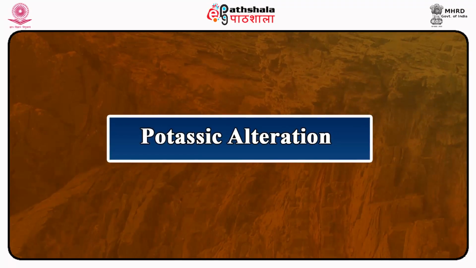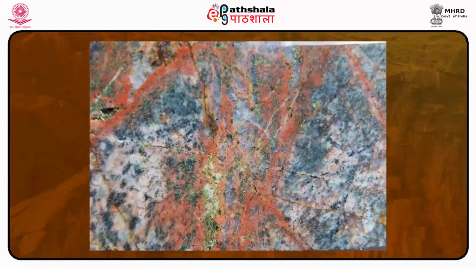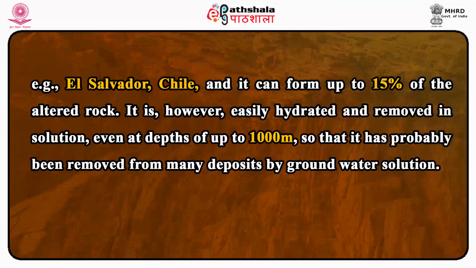Next type is the potassic alteration. Secondary potash feldspar and/or biotite are the essential minerals of this alteration. Clay minerals are absent, but minor chlorite may be present. Anhydrite is often important, especially in porphyry copper deposits, for example El Salvador in Chile, and it can form up to 15% of the altered rock.